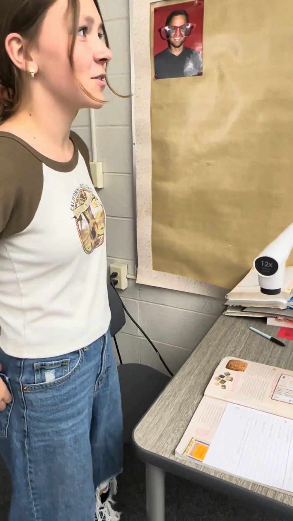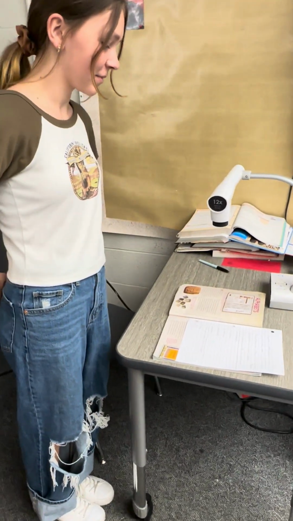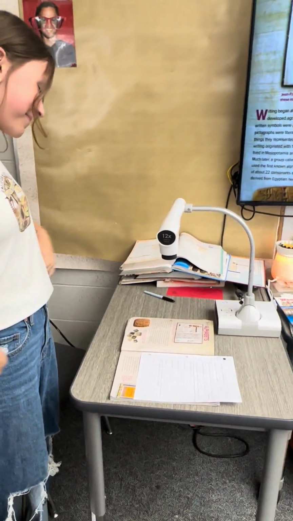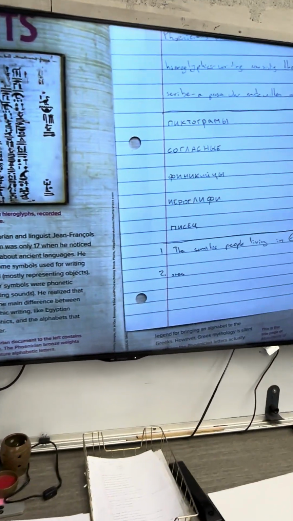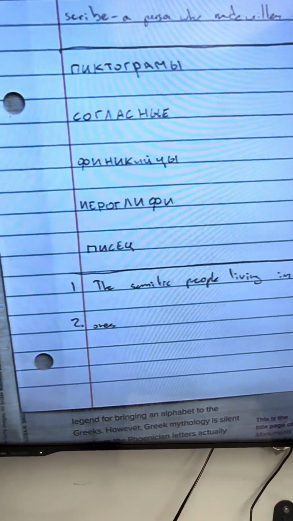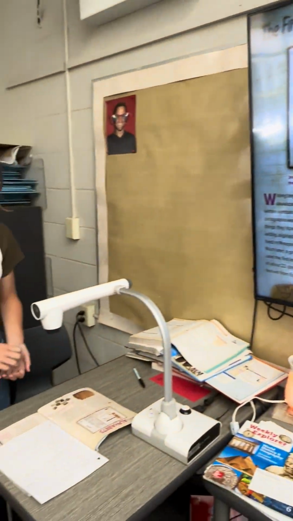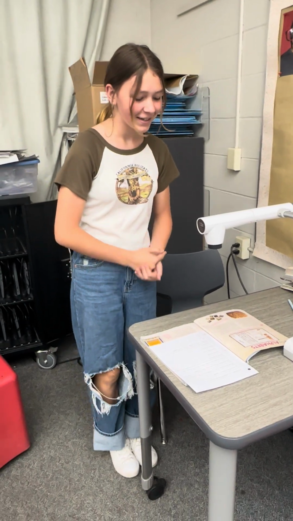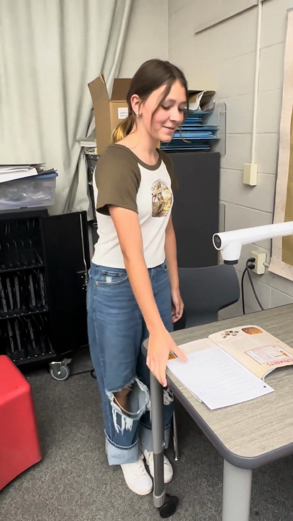My home language is Russian, and the first word is pictogramma. The second one is согласен. The third one is умница. The fourth one is equivalent, and the fifth one is thesis. Great, thank you.